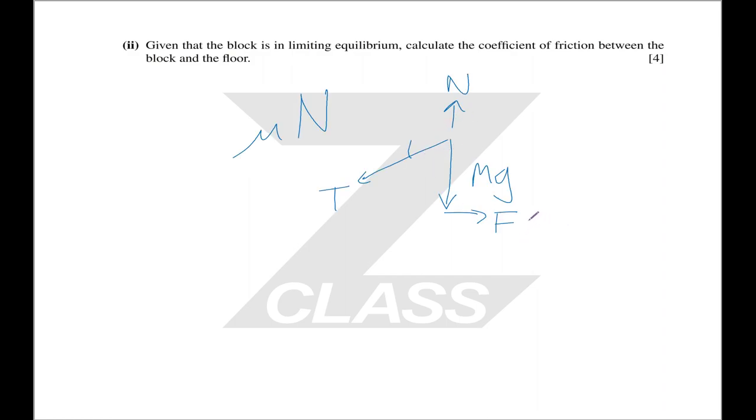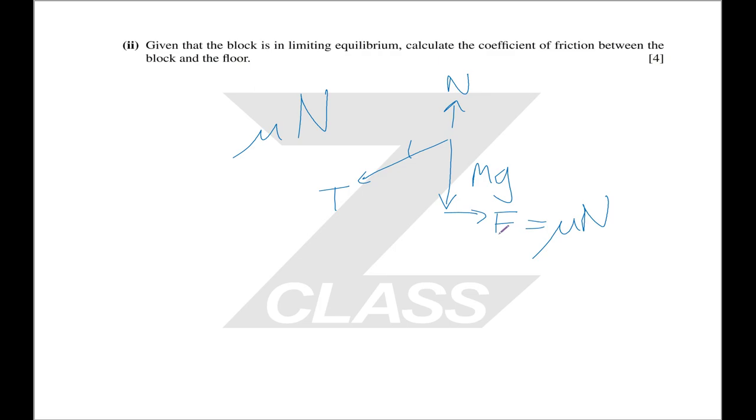You know that F is equal to mu n if we are in limiting friction. You can balance all of these out. You can find n. You can find mu even. So yeah, you can find n by balancing vertically, and then you can find mu by balancing horizontally. That's the best way to do this question. Ignore the moments entirely, actually.